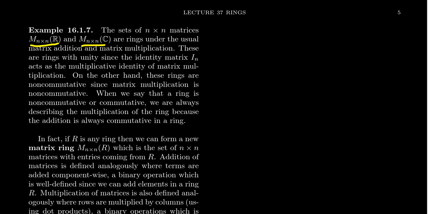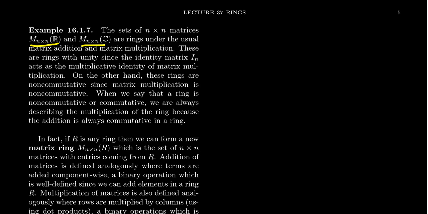On the other hand, though, these rings are not commutative since matrix multiplication is non-commutative. If I just choose two arbitrary matrices, we cannot expect that A times B is equal to B times A. Now, there are some special cases where A times B is equal to B times A. When we say something like non-commutative, we're not saying it's never commutative. It just means there's no guarantee of commutativity here. And for matrices, there are some matrices for which A times B does not equal B times A. It's easy to find this. If you just pick two random matrices, you most likely will find out that they do not commute with each other. So these are non-commutative rings with unity.